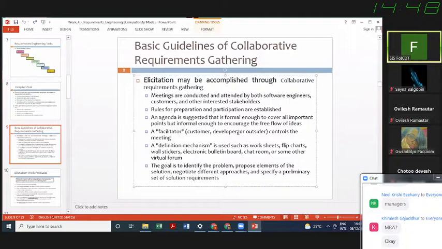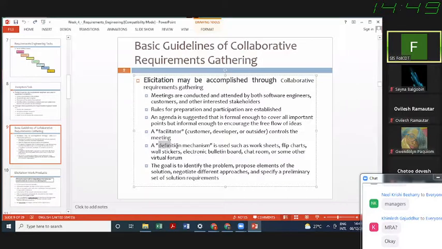For example, it might be that some outsider is talking for 20 minutes. So it's up to the facilitator to say, now we will invite the views from the customer, from the developer, and from the other stakeholders. So this person is regulating this meeting, facilitating this meeting with some definition mechanism.